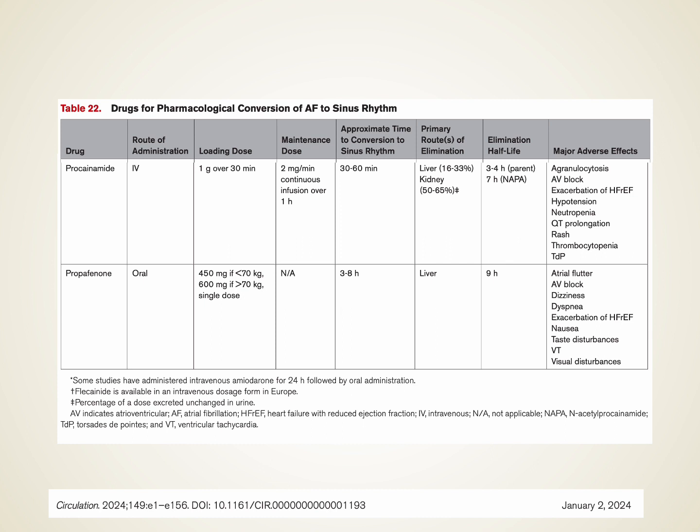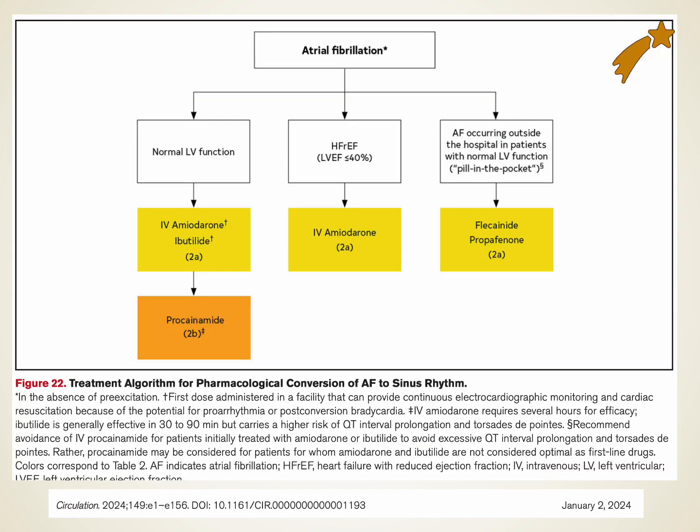Procainamide and propafenone, I don't see procainamide hardly at all. Propafenone I occasionally see. And then the issues here about the treatment algorithm for pharmacologic conversion of AFib to normal sinus rhythm. Really keep in mind that amiodarone is often the agent I'll see used most often in this scenario, sometimes propafenone or flecainide as an orally chosen drug in selected patients. Usually this decision is made by the electrophysiologist.